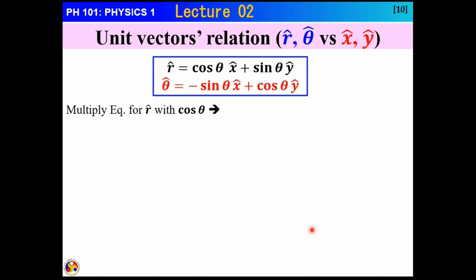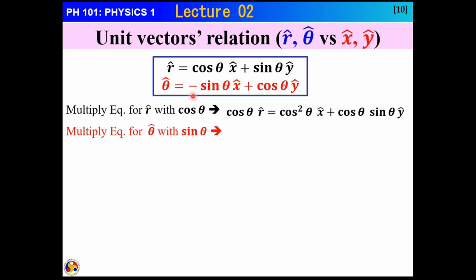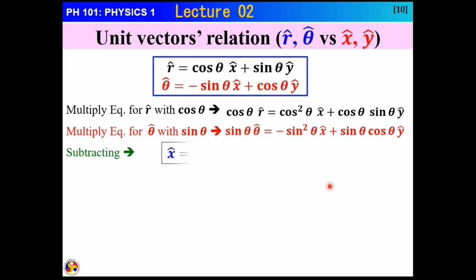Well, we have written the unit vectors r cap and theta cap in terms of x cap and y cap. But if you want to write x cap and y cap in terms of r cap and theta cap, you can do some simple mathematics. For example, you multiply with cos theta both sides here, and then you will get this. And for this equation, multiply with sin theta, and then simply subtract these two. We will end up with this result.